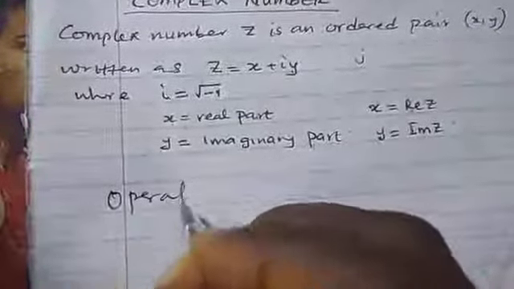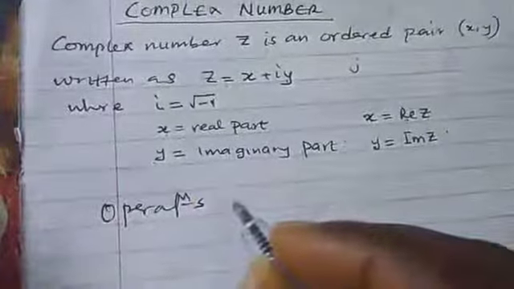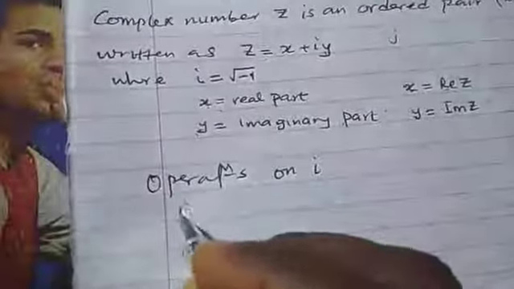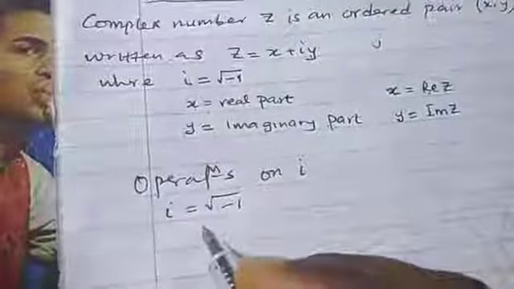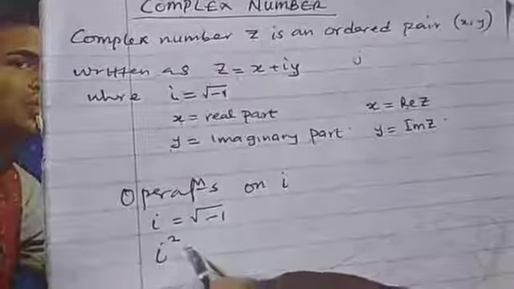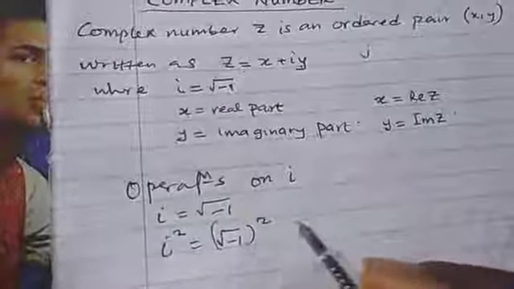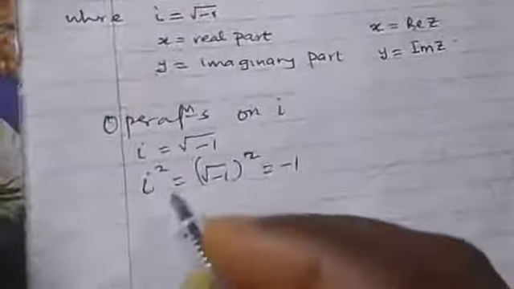Now, what are the things we normally consider in complex numbers? This i is very important, so let's quickly consider operations on this i. We have said that i is square root of minus 1. In that case, we can find i squared. i squared will just be square root of minus 1 squared, so the square root will cancel the square. Our answer is minus 1. So that means i squared will be minus 1.